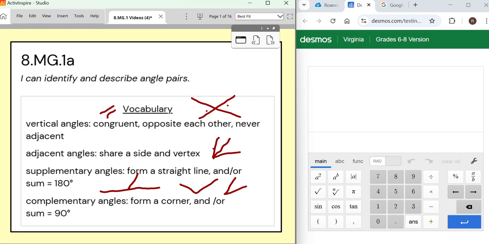Complementary forms a corner, and complementary equals 90 degrees. So when two angles are touching or adjacent and they form a corner, they're 90. Or you could have two angles that are not adjacent that also together equal 90 degrees. So the one thing you might want to remember about complementary is complementary angles form a corner that's 90 degrees. Two complementary angles together equal 180, which is supplementary.